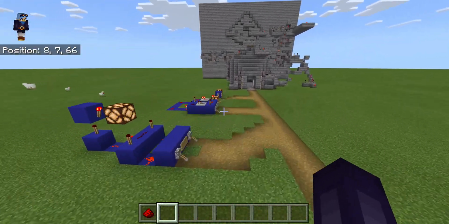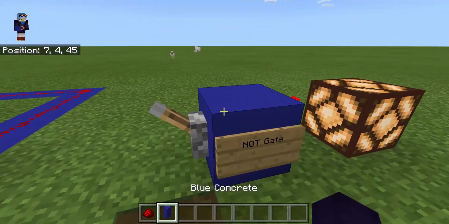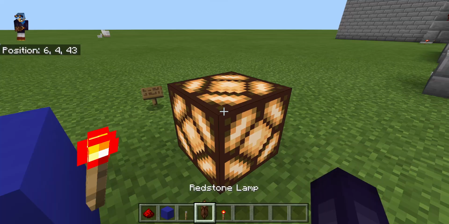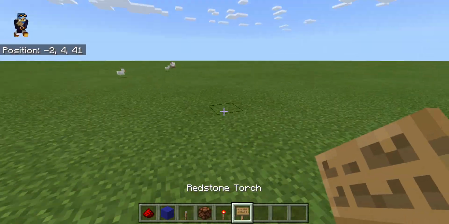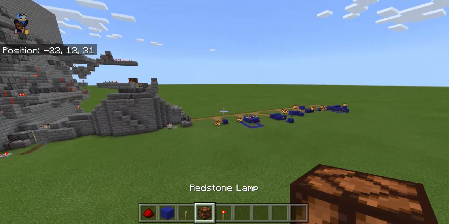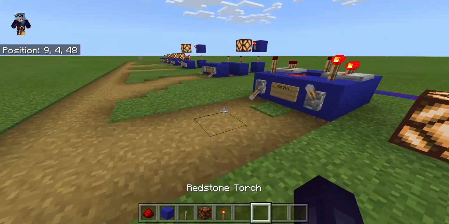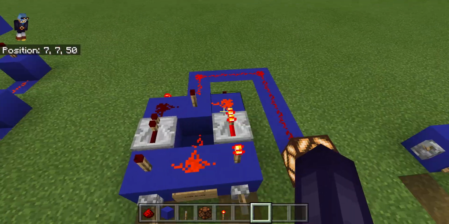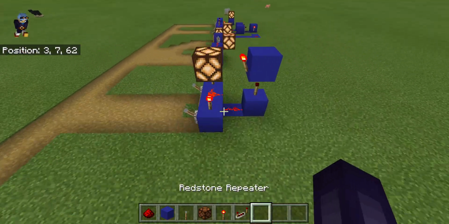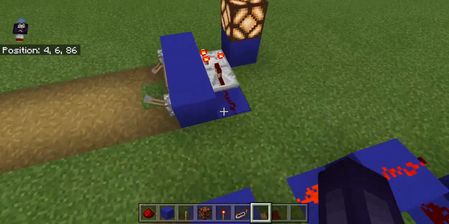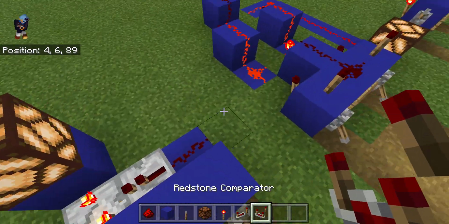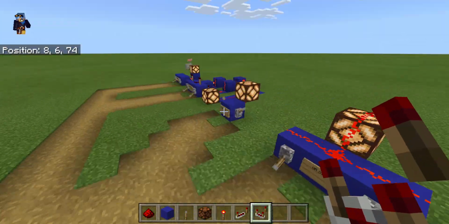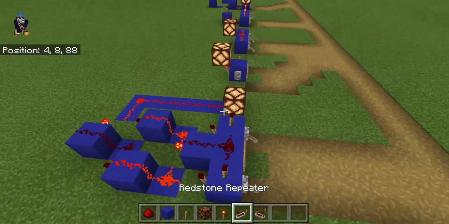So, now that we've gone through every single gate, let me show you guys how to build them. Now, you don't need the redstone lamp. I just like to use it because it shows the output. Now, keep in mind, the ONLY gate is, well, the only gate that uses a comparator. Wow. I can play on words.